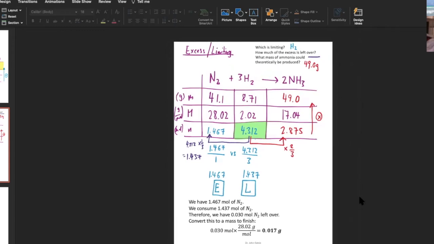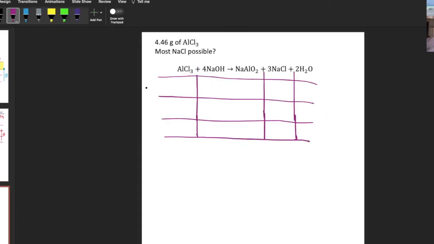All right. That's how you do excess and limiting. Do you understand? I'm going to read you one of her questions because it's a lot. It's not as simple as that. You're going to see what I'm saying in a second. Mass, molar mass, and moles.